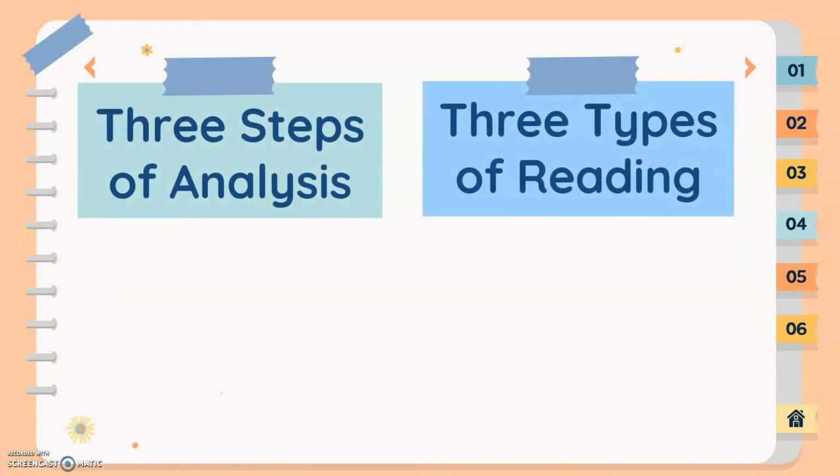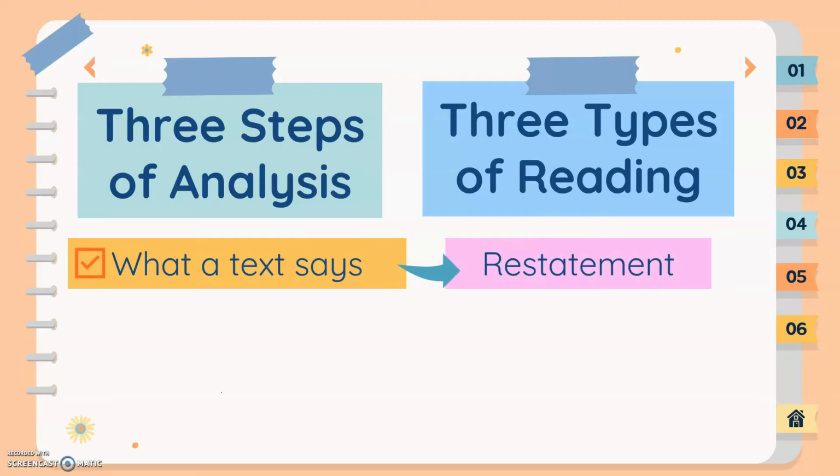There are three steps of analysis, reflecting the three types of reading and discussion. The first one is what a text says or restatement, wherein the reader merely restates what is said in the original text. After critically reading a piece, you should be able to take notes, paraphrase key points in your own words, or just simply state again what you have read in the text. Through this, it may help you understand better what the text is all about.